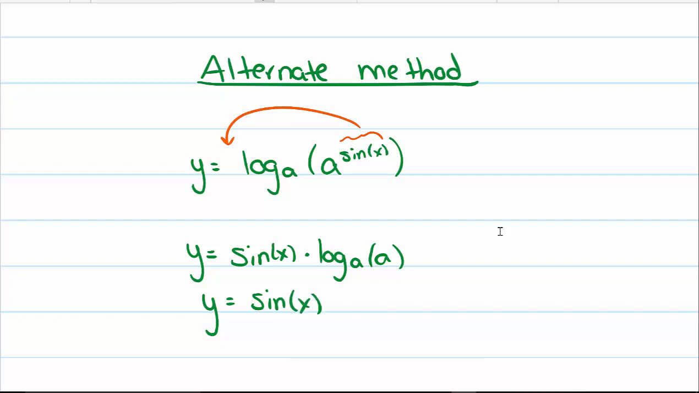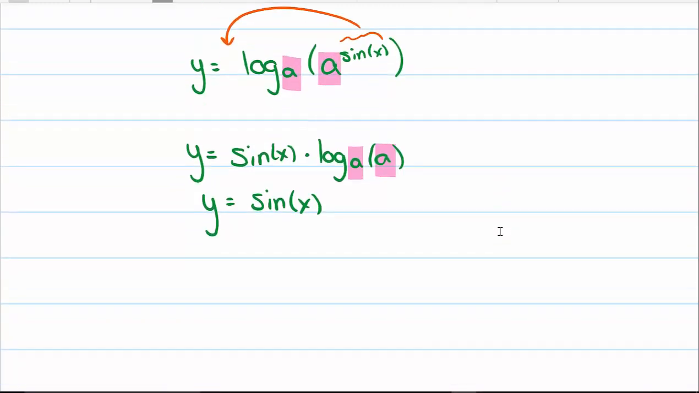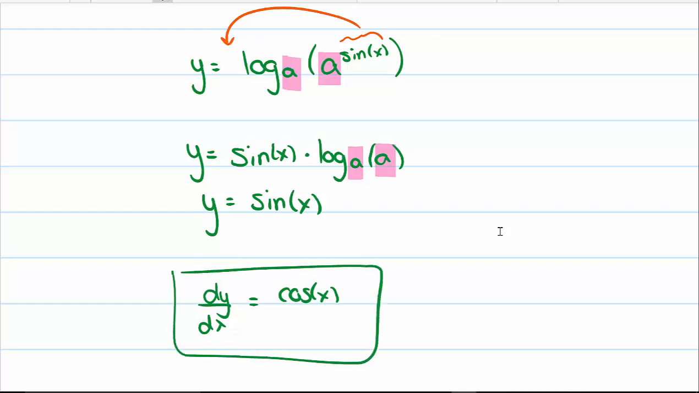So what you want to keep your eye out for is this right here, if these are the same. If so, you're in some good luck because your life then becomes very easy. So the derivative, dy dx, is cosine of x. And you'll notice that's what we got before.